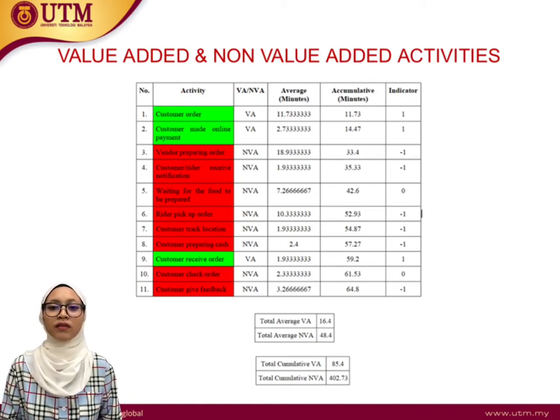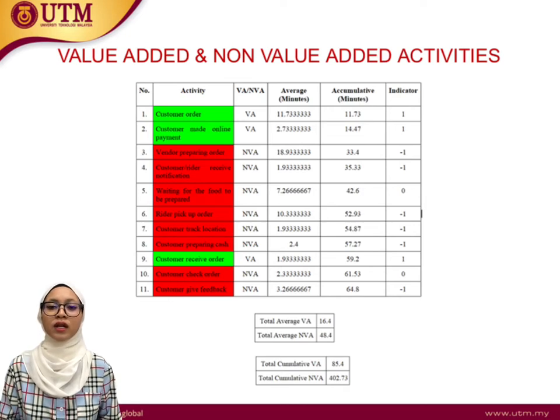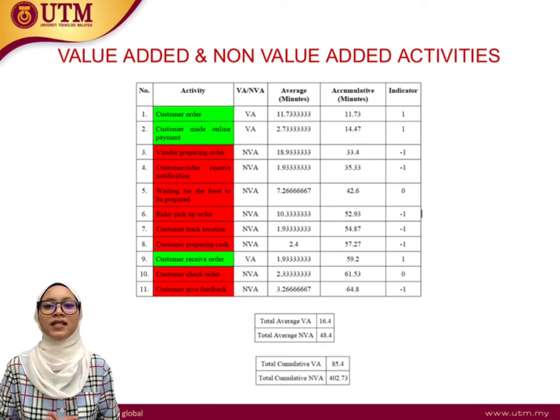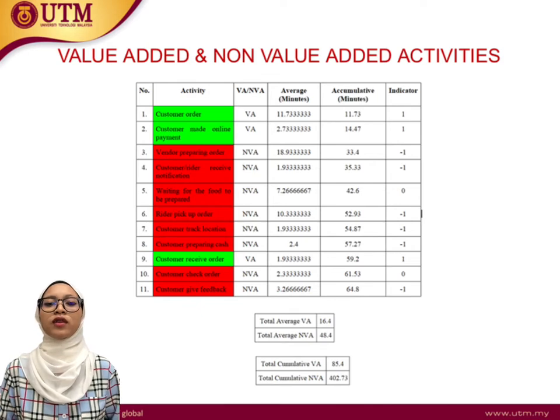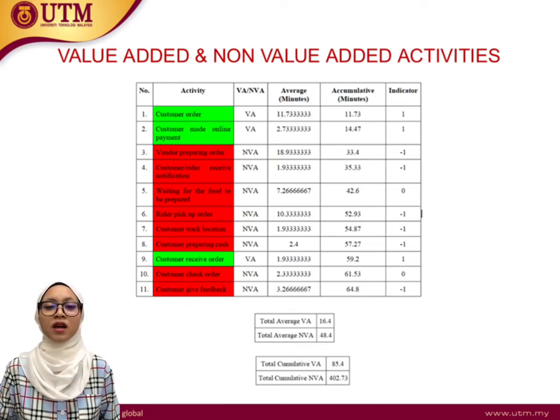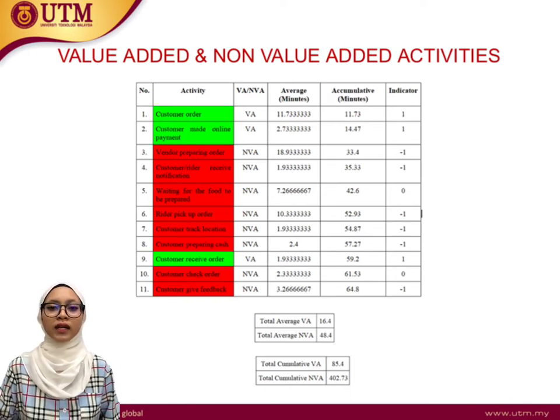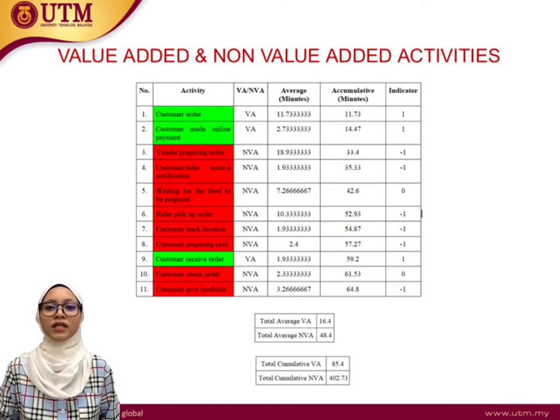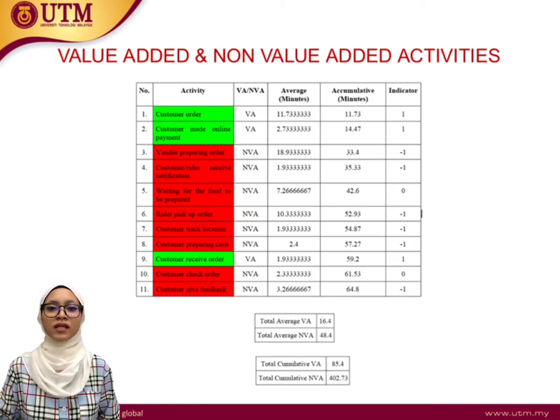As stated in the table above, value added is indicated as 1, non-value added is indicated as -1, and waiting time is indicated as 0. After exploring all the data for each activity, the average and cumulative time for value added and non-value added activities have been identified. The total average time for value added is 16.4 minutes and the total average time for non-value added is 48.4 minutes, while the total cumulative value added is 85.4 minutes, which equals 1 hour and 25 minutes, and the total cumulative for non-value added is 402.73 minutes, which equals 6 hours and 42 minutes.